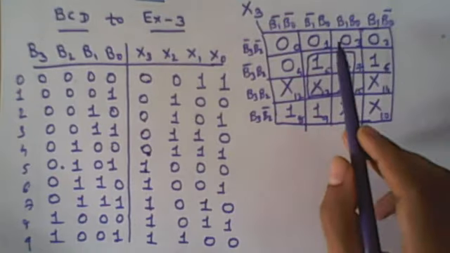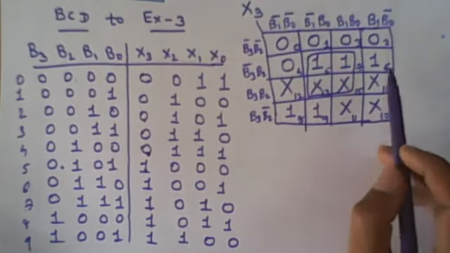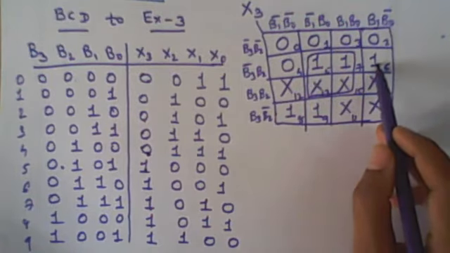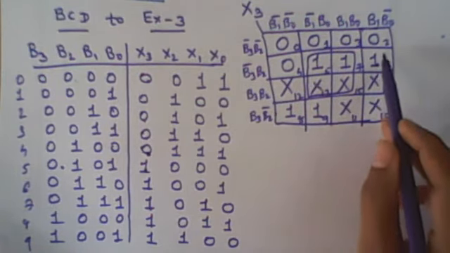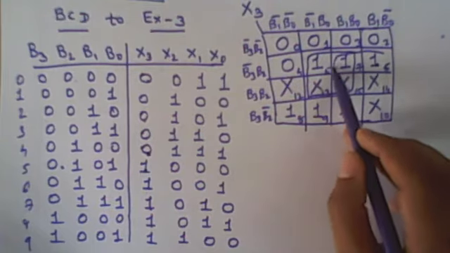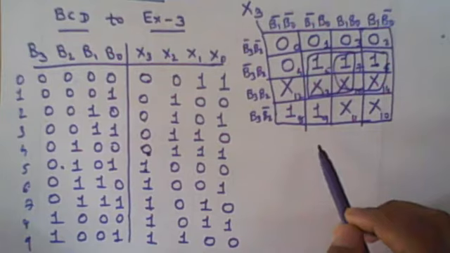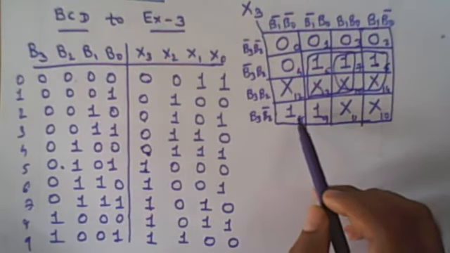For the remaining ones, again we start the procedure of making the largest group. First we check the group of 16, which is not possible. Group of 8 is also not possible. Then let's make the group of 4. Yes, this group of 4 is possible. Now what about the remaining ones? The remaining ones are 2.